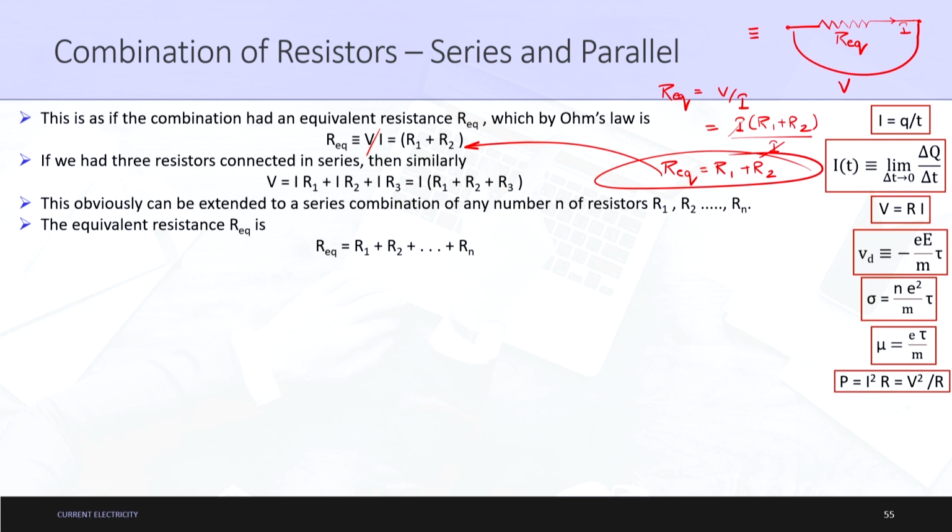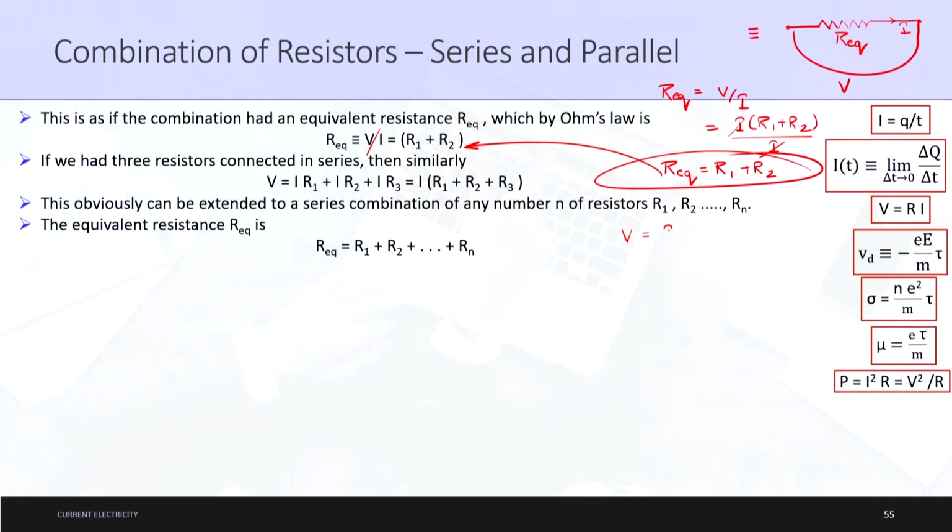So if we had 3 resistors connected in series, similarly the voltage difference will be divided into 3 parts, V1, V2 and V3, with values IR1 plus IR2 plus IR3, because the current is the same. Why is the current the same? Because the charge passing through resistor R1 will be equal to the charge passing through R2 and equal to the charge passing through R3. Because the charges are the same, the current will be the same, since it is nothing but delta Q by delta T. Therefore the current passing through R1 equals the current through R2 equals the current through R3.